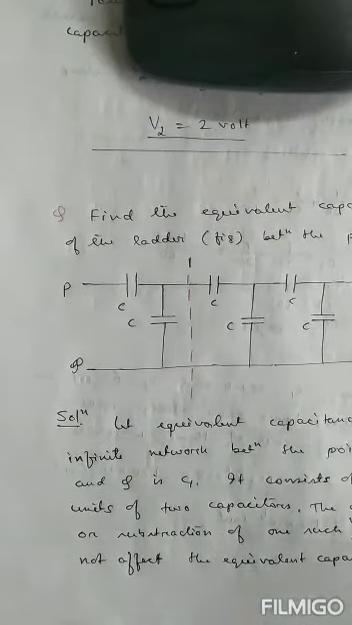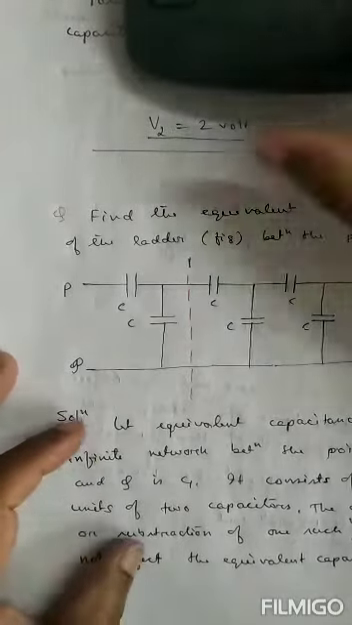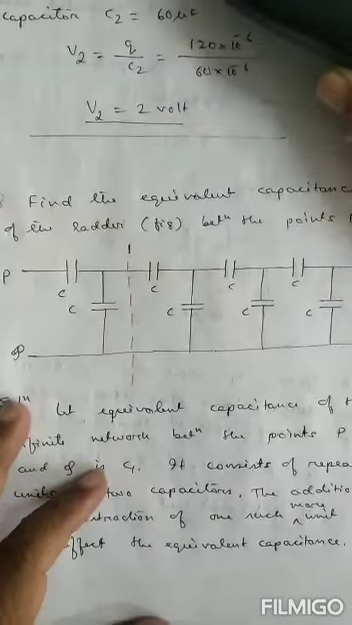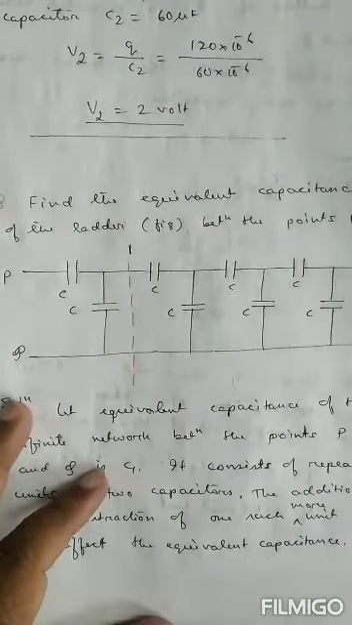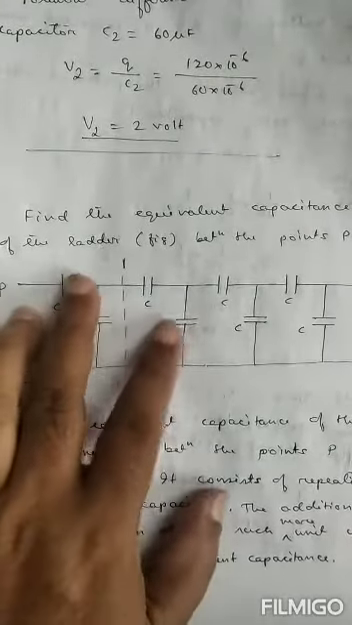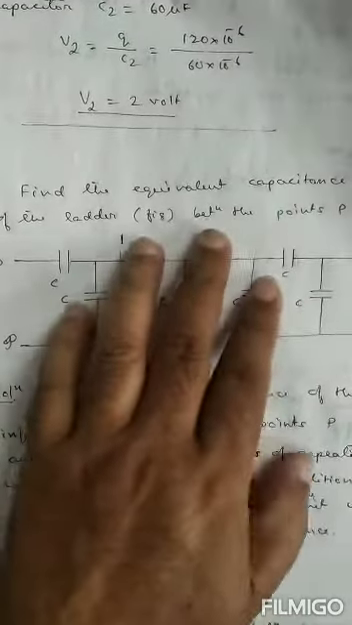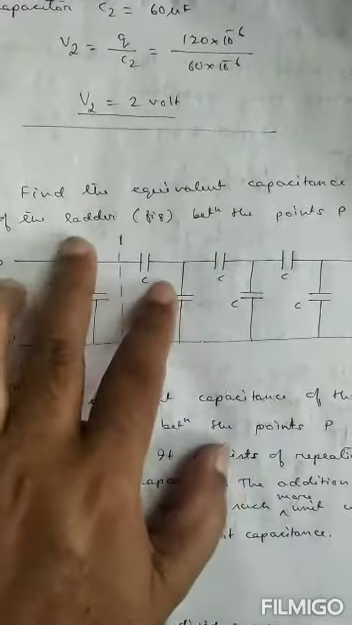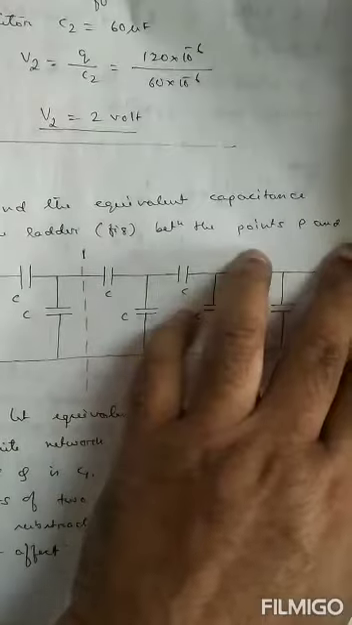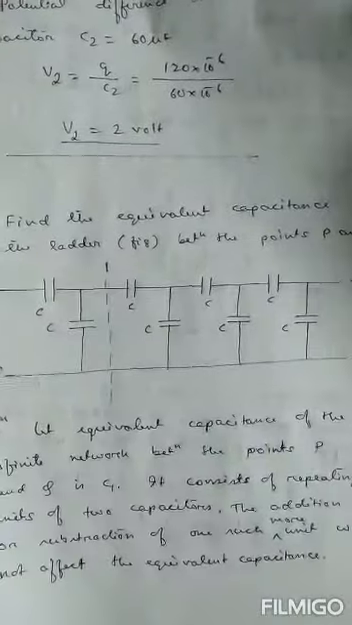Hello, today we are going to discuss the three important numericals of capacitor. The first numerical is: find the equivalent capacitance of the ladder network between the points P and Q. You just see.